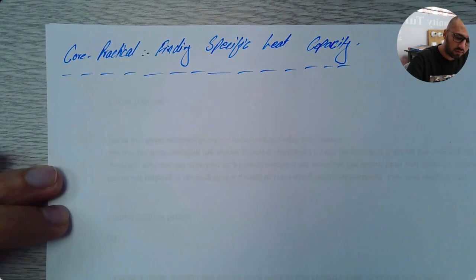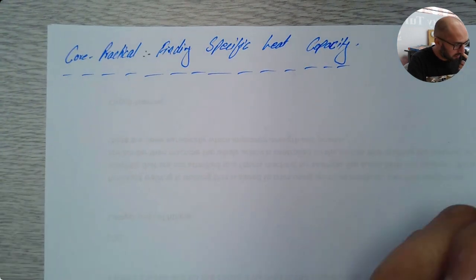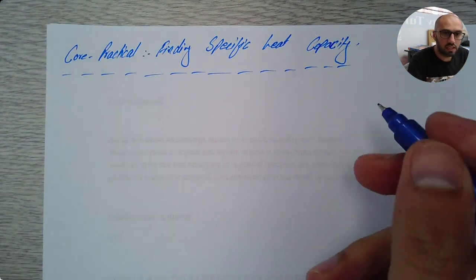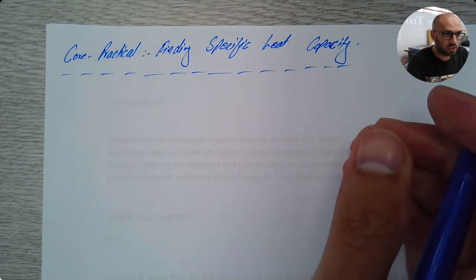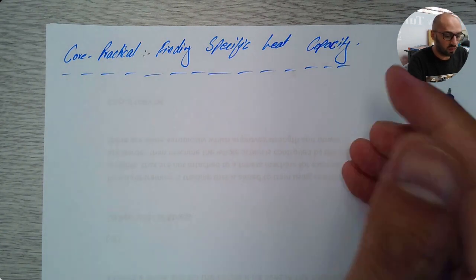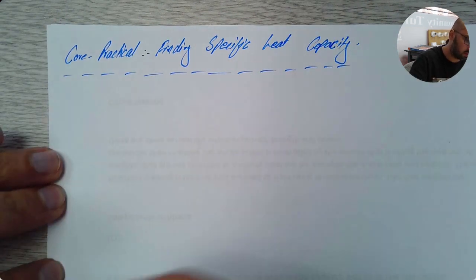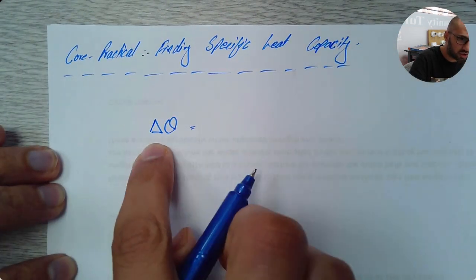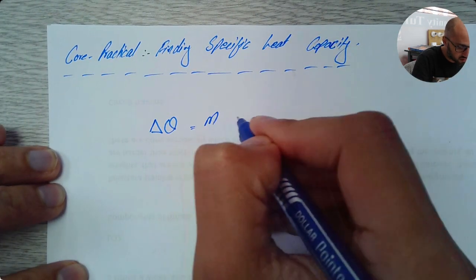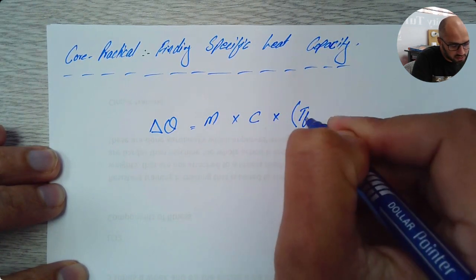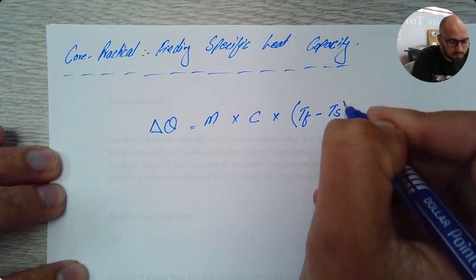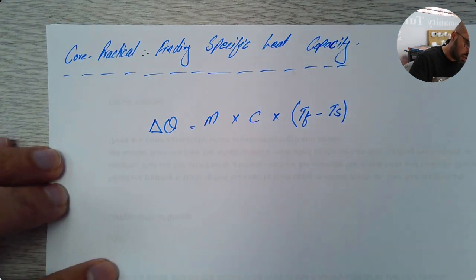Now when it comes to finding specific heat capacity of the object, like I said in the previous case, if you know an equation for a core practical, make sure you write that equation down, because it will guide you how to structure your answers. So in this case, we do have an equation which is energy supplied equals mass times specific heat capacity times final temperature minus starting temperature. So it makes my life easier.